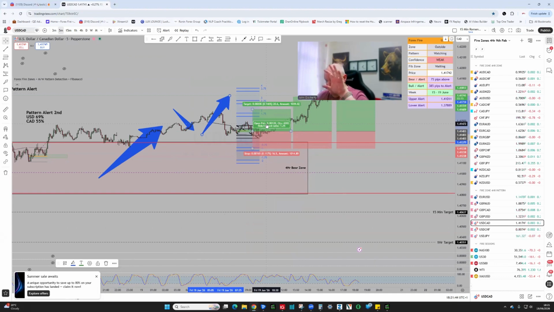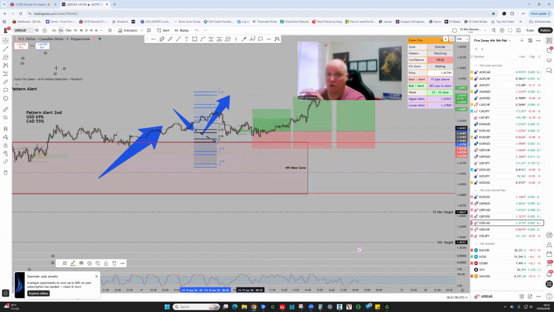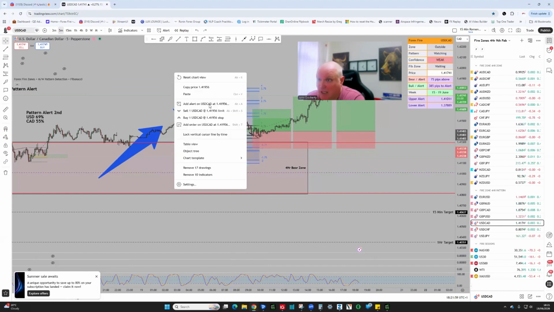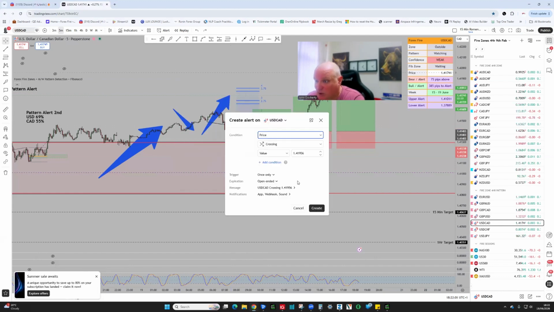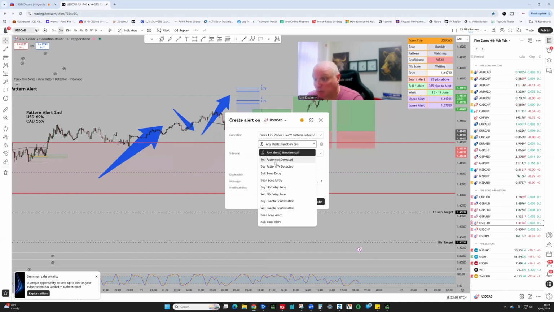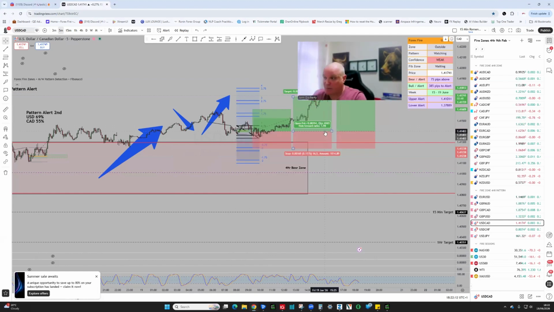So using the combination of the fibs and my indicator, which is an in-house indicator called the Forex Fire MW pattern detection, all of these come with alerts as well. You can right click on these, add in alerts, go onto your price and condition, M&W pattern. You can see when there's a sell pattern detected or a buy pattern detected. All the links are inside the YouTube description.